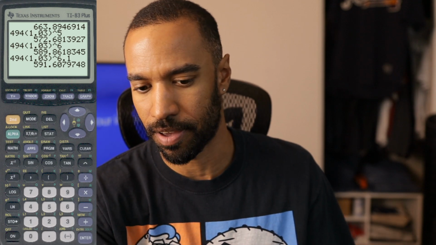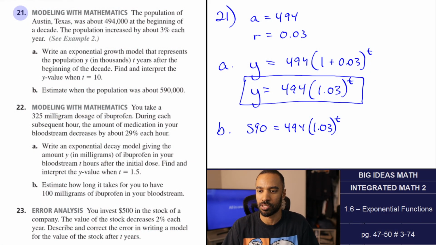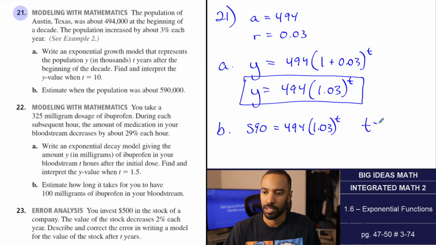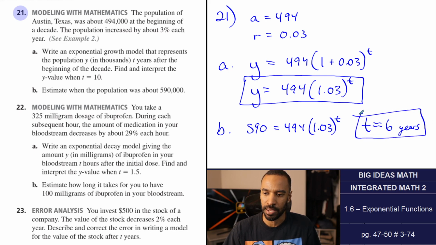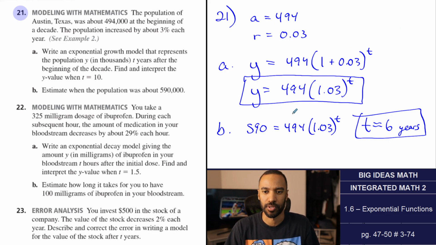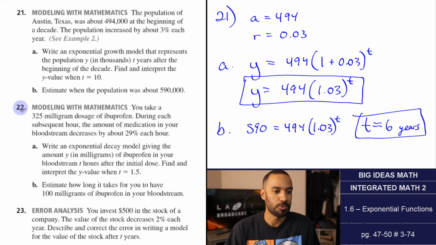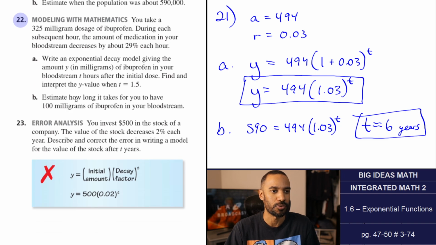What does it say? Estimate when the population was about 590,000. And all I was looking for was the 590. So my estimation is when t is about 6 years. That seems to be the golden ticket of it. So if we get more problems like that, hopefully you recognize what we're going to do for it on estimations. Generally the questions ask you instead, give me the population after 6 years, and then you just plug it in. So it's actually interesting they do it this way.